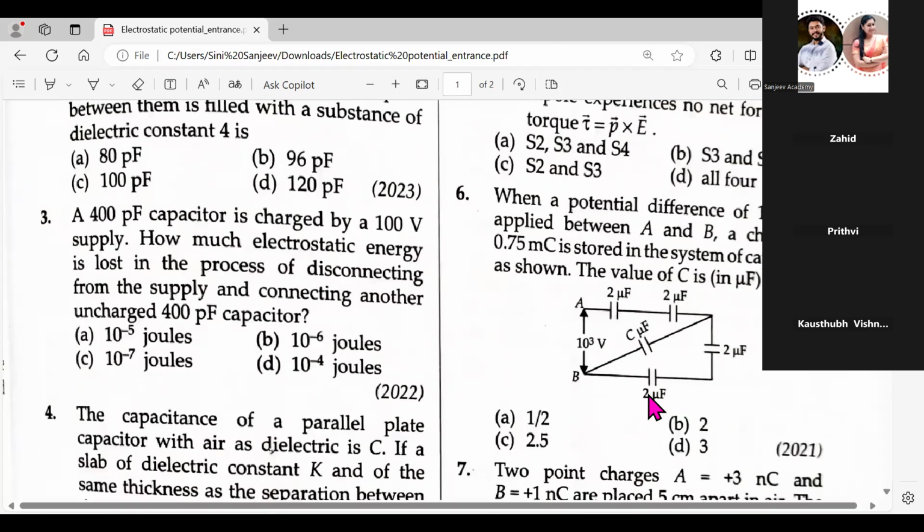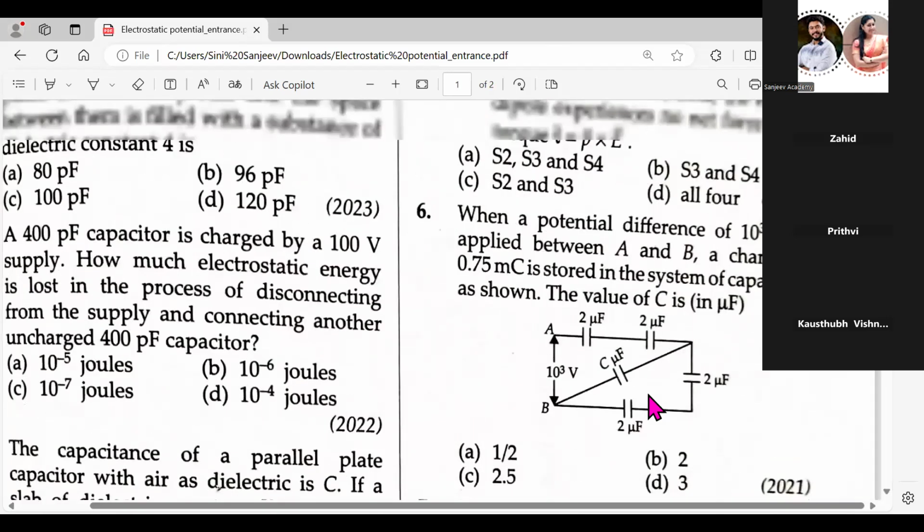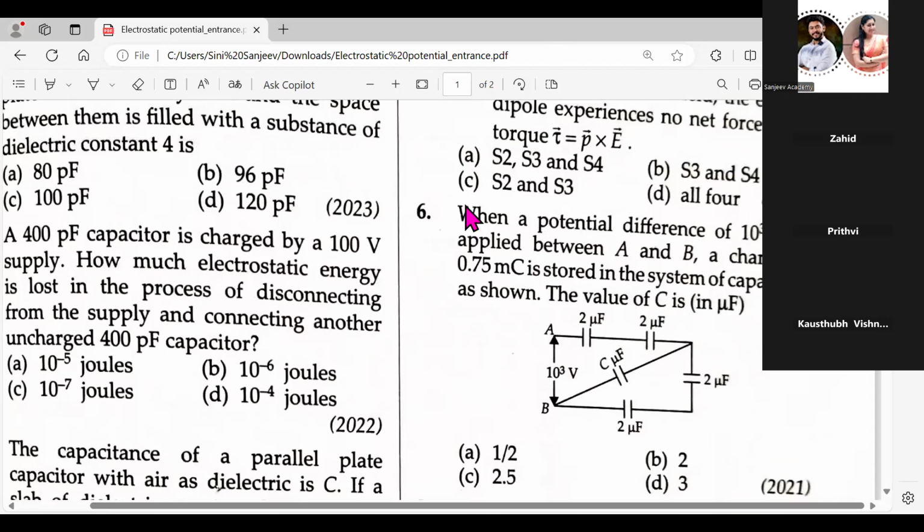Sixth question. Can you guys try it? Or how many of you need my help? Let me know, then I will do it. If anyone needs my help, just put it in the chat.